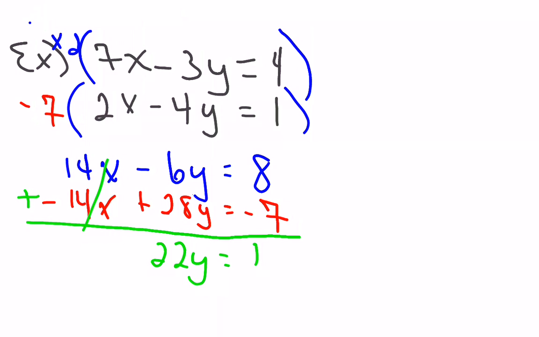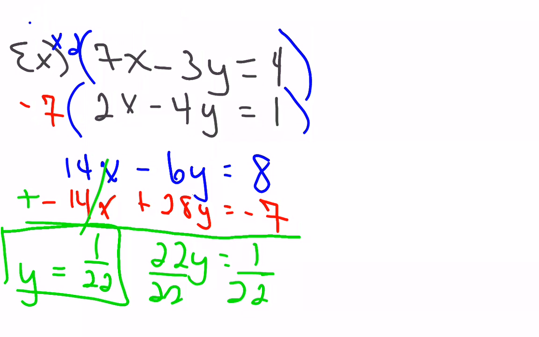And now we can solve for y. So divide both sides by 22. And so we get y equals 1 over 22. That's part of our solution. We have to figure out what x is equal to. So we need to take that and plug it into either equation to figure out what x is equal to.